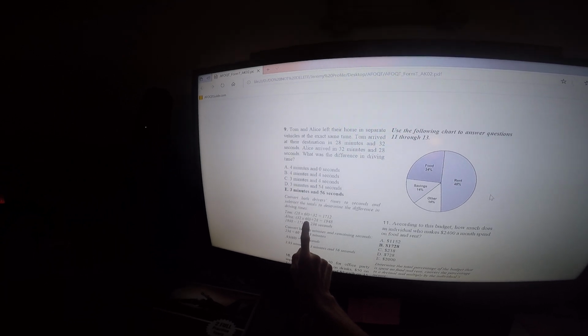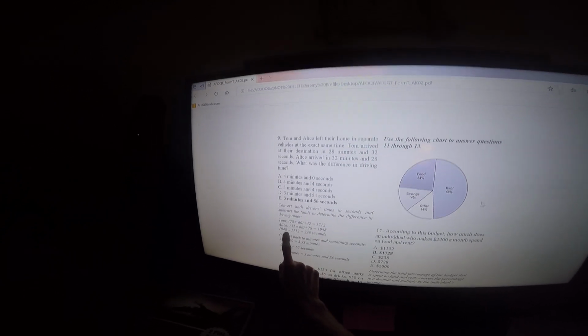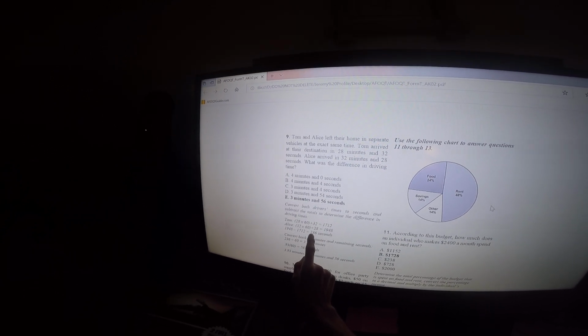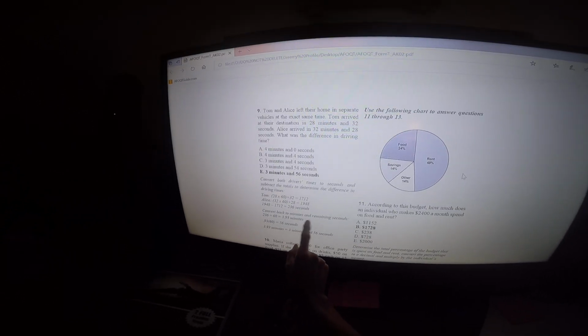Alice did 32 minutes. Make that into seconds: times 60 plus 28 is 1948. 1948 minus 1712 equals 236 seconds. So convert back to minutes and remaining seconds.